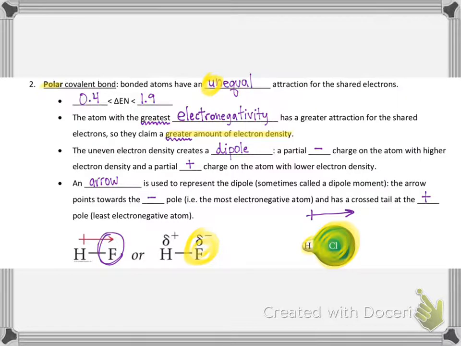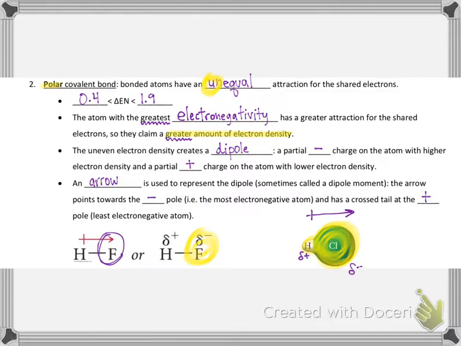Remember that we use a lowercase delta to show that there is a partial, so that's partial negative on the side of the atom that has the greatest electron density, and a partial positive on the side with lowest electron density. So that, of course, leads to all sorts of fun and exciting things. We will get to that shortly.